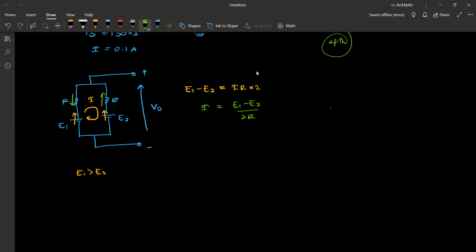Both of you, Amna and Shahama, are you all clear with this current? The current I have found. Here I applied in the clockwise sense. So E1 is greater than E2. Therefore, it's E1 minus E2, which is equal I into R across this resistor, I into R across this resistor, therefore 2 times. And then I found the current I. Okay, Amna, are you clear with this part? E1 minus E2.